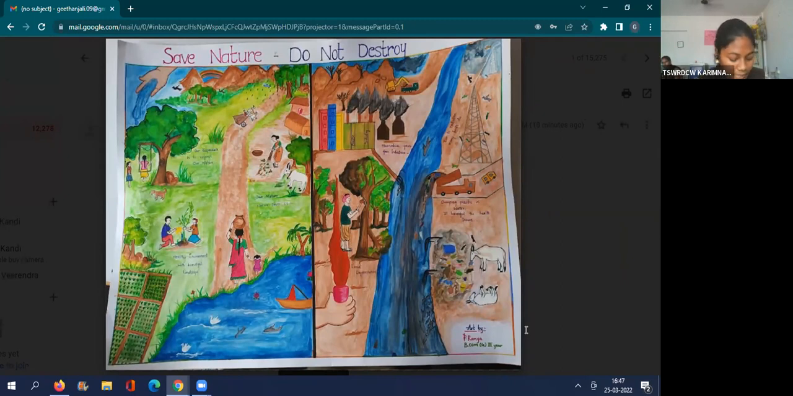We see many birds dying due to radiation, as towers are constructed in places where people live. Save nature and do not destroy. It is my topic. Thank you for giving this opportunity.